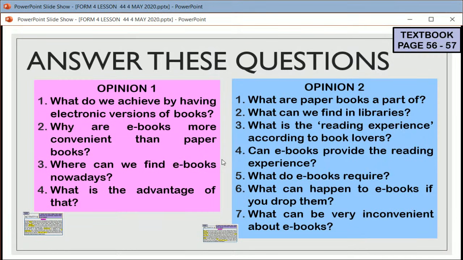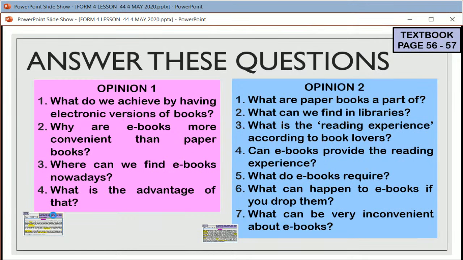Okay, so you have to answer the questions. Actually, it's supposed to be an oral question, but because you need to underline the keywords. Now, first of all, look at this. Opinion 1. What do we achieve by having electronic versions of books? The keywords here are achieve, electronic versions of books. So you have to find where in the text shows what you achieve by having ebooks.